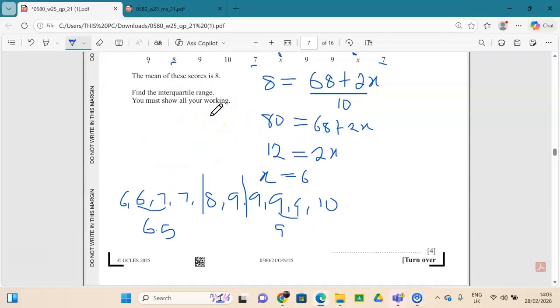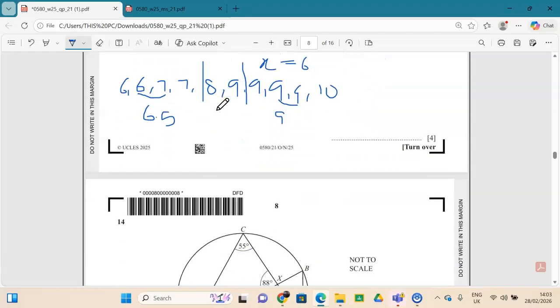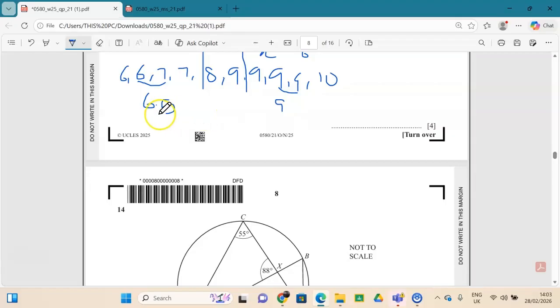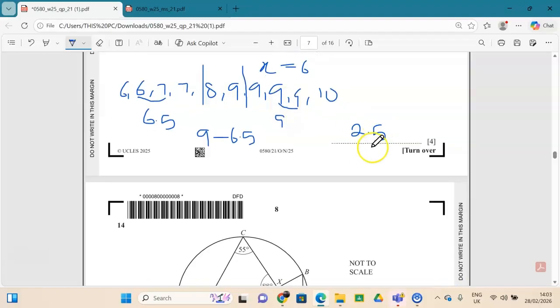So now the question says find the interquartile range. The interquartile range should be the upper quartile minus the lower quartile, and our upper quartile is 9. So we're going to say 9 minus the lower quartile, which is 6.5. 9 minus 6.5 obviously gives us 2.5. You can take your time to watch the video to really understand how we got this 2.5.